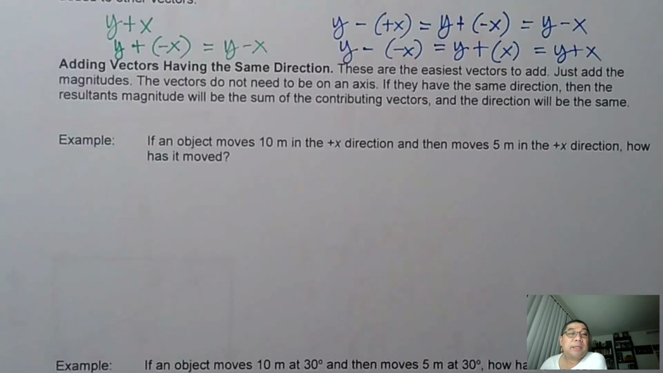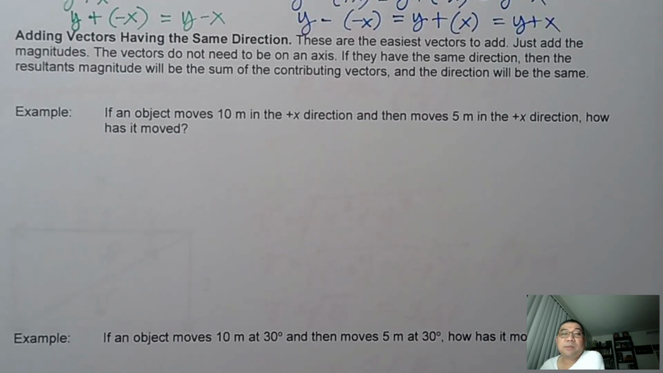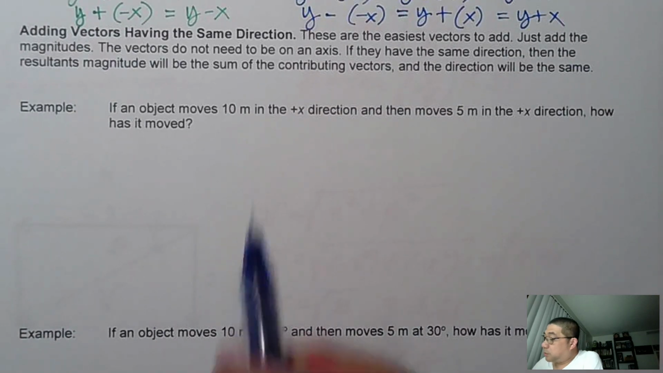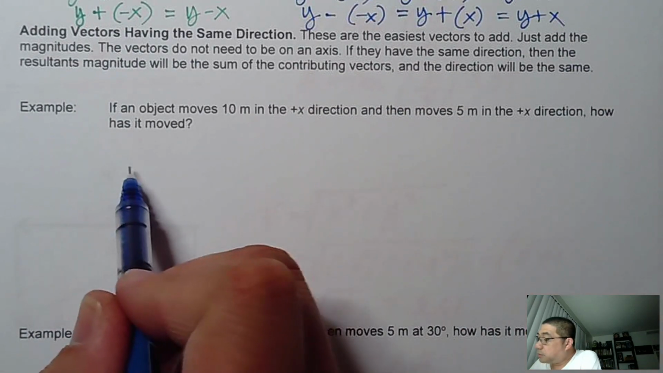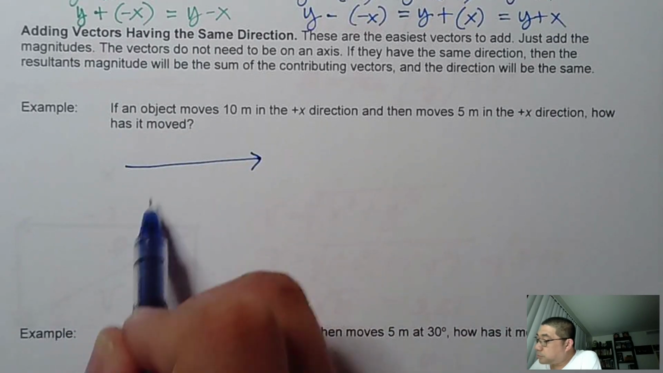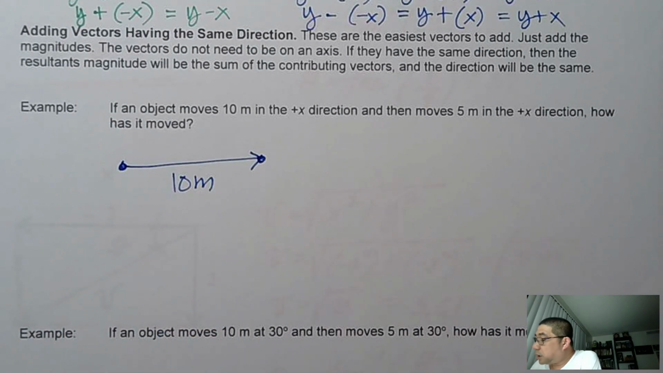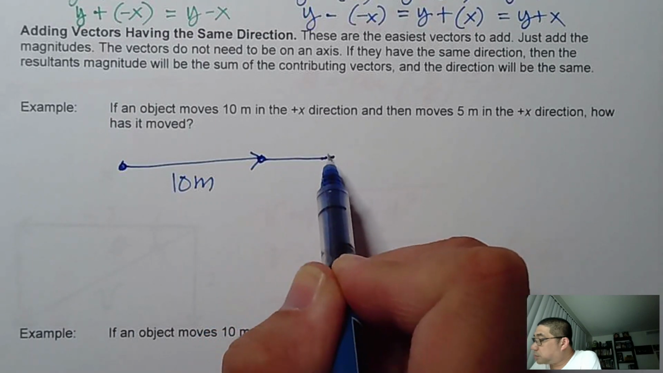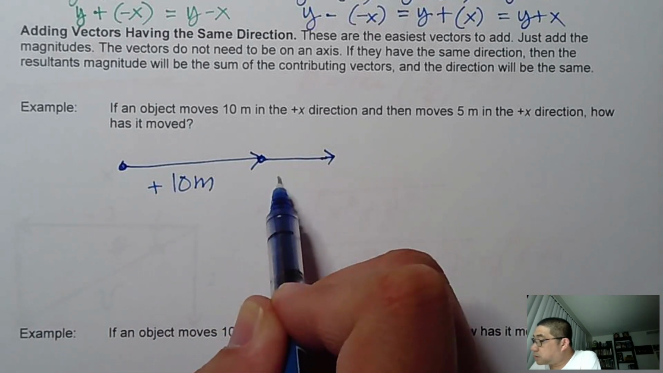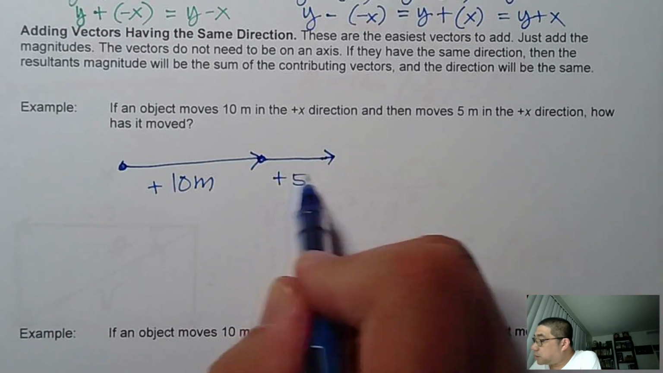So now, example number 1. If an object moves 10 meters in the positive x direction and then moves 5 meters in the positive x direction, how has it moved? Okay. So for example, let's have 10 meters. So you start from 0 and now it's 10 meters. Then afterwards it moved. By the way, that's positive. This one is positive 5 meters.